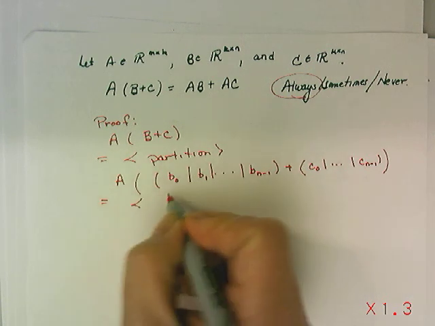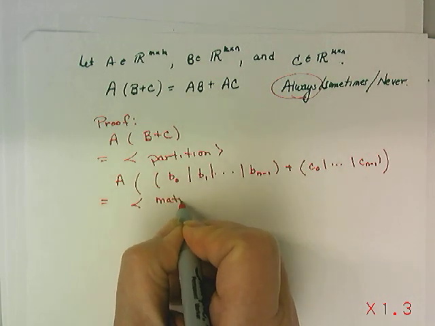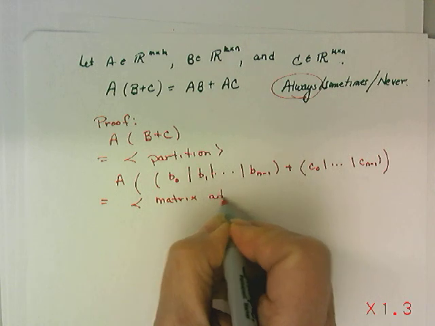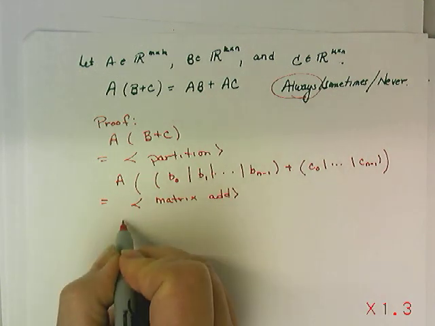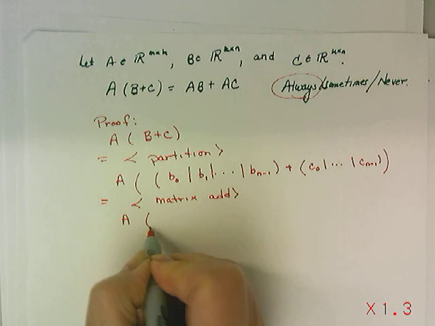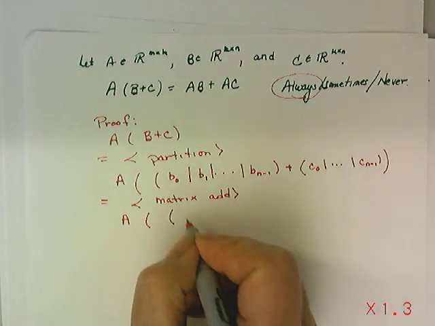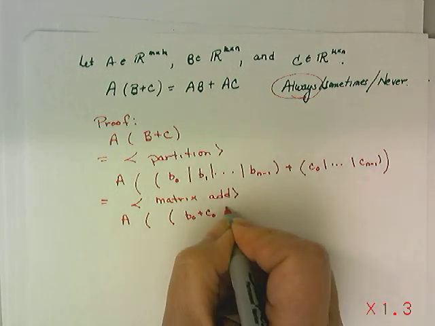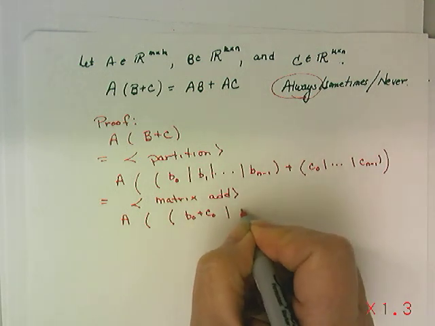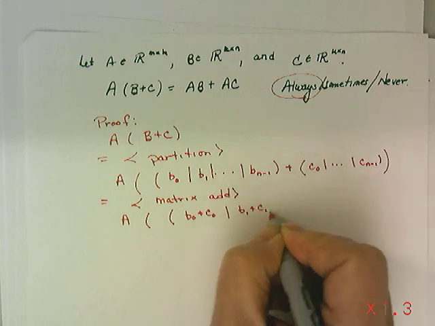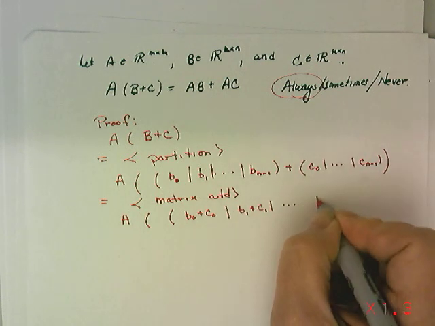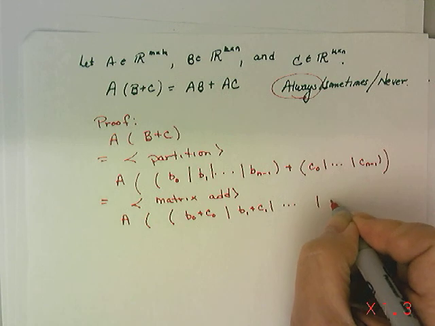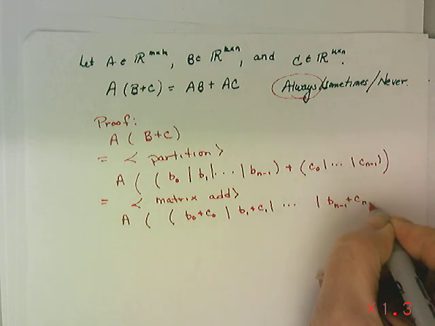And then I'm going to say by matrix addition, this is A times the matrix with columns B sub 0 plus C sub 0 as my first column. The second column will be B sub 1 plus C sub 1, and so forth. The last column is found by adding the last column of B with the last column of C, so I can write it as B sub n minus 1 plus C sub n minus 1.